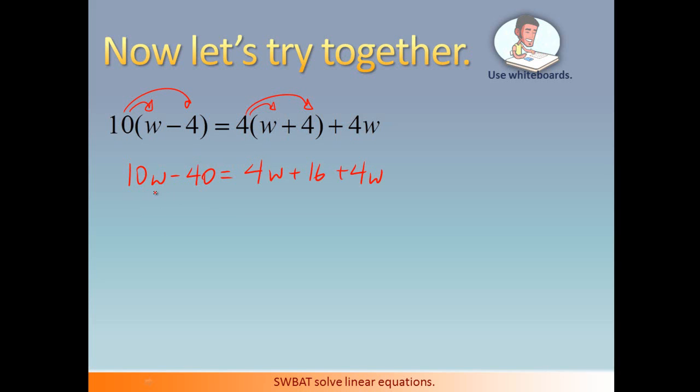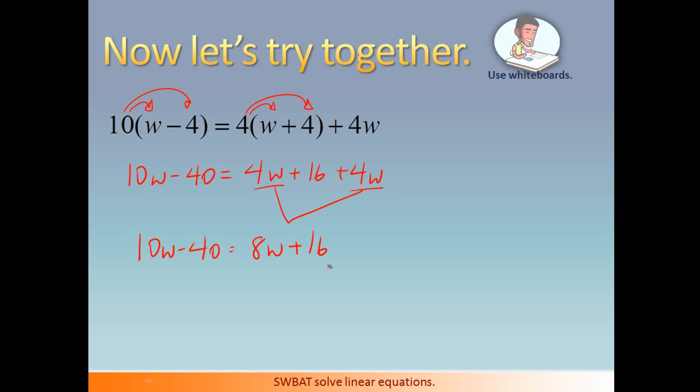And then we're going to look at each side individually. Say, can we combine these two? No, they're not like terms. What about anything on the right hand side? Sure, we've got like terms here. So we're going to combine those guys. I'm going to carry down the left. Let's see, 4w's, 4w's, 8w's plus 16.